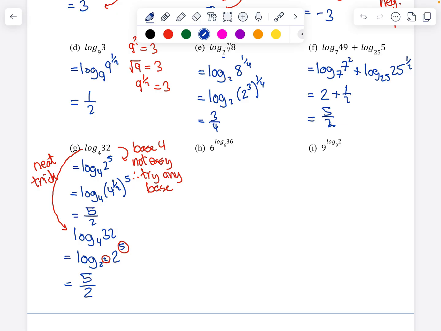So our trick is that we are going to take this and we are going to write the base and the argument with the same base.